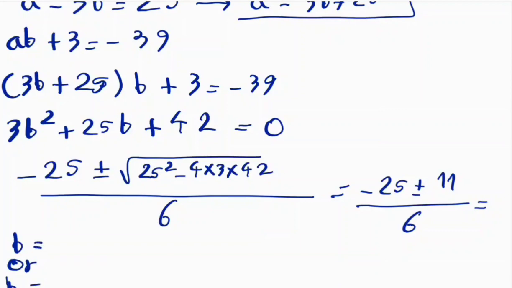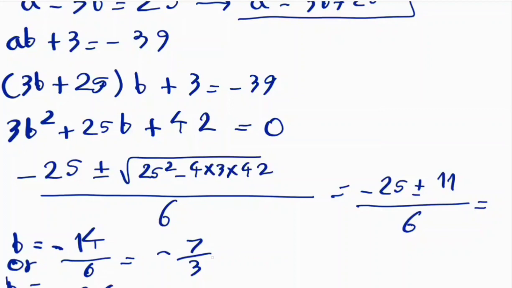So the first one, let's do with the positive one. Minus 25 plus 11 is minus 14 divided by 6. This can be simplified to minus 7 over 3. And the second value of b, let's do with the negative this time, and we have minus 36 divided by 6, which is minus 6. So these are the two possible values of b, and let's find the corresponding a values for each of these.